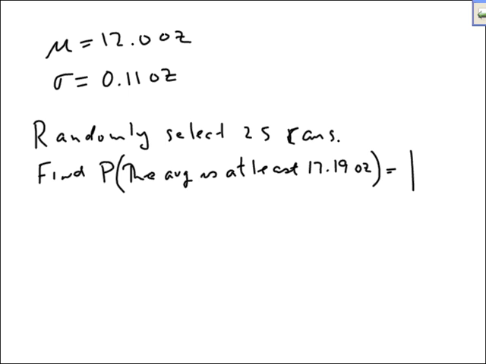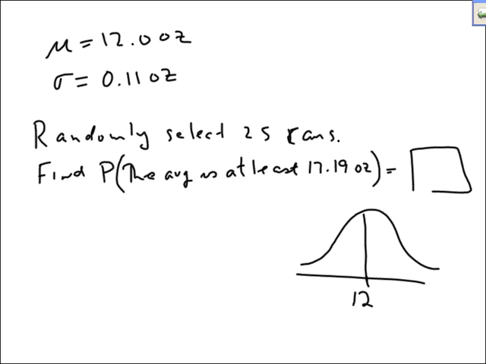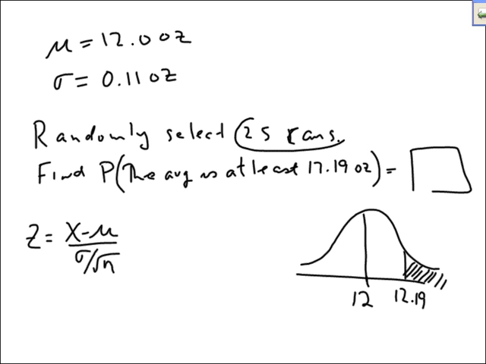So we're looking for our answer here. In terms of our picture, 12 ounces is dead center. 12.19, of course, is more than 12, and we want at least. So I want to know the probability of being bigger than 12.19 if you select 25 cans. Instead of people, we're selecting cans. So z is equal to x minus mu over sigma divided by the square root of n, where n is 25.